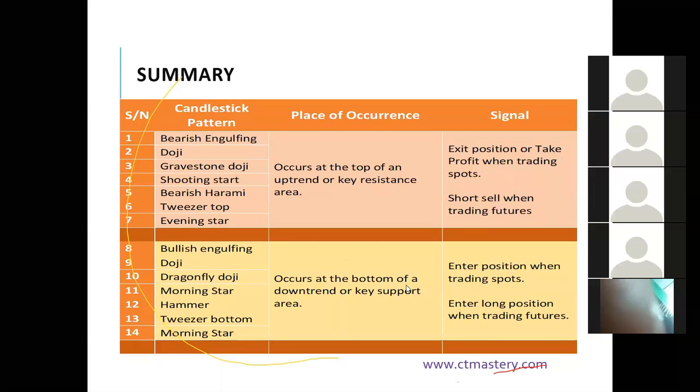So if these candlestick patterns occur at the bottom of a downtrend, the signal it's giving us is that we should enter the position. It's a good place for us to enter or to buy when trading spot, or take a long position when trading futures. So if we're trading spot, these ones are telling us to buy, these ones are telling us to sell. If we're trading futures, these ones are telling us to take a long position, these ones are telling us to short sell.